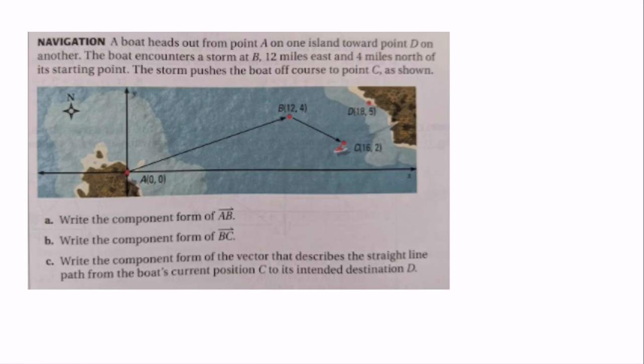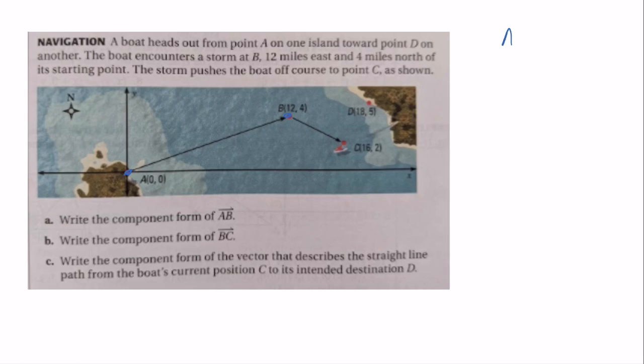Finally, a boat heads out from point A on one island toward point D on another, but it encounters a storm at B 12 miles east and 4 miles north of its starting point. The storm pushes the boat off course at point C as shown. So write the component form of AB. So from A to B over here, okay?